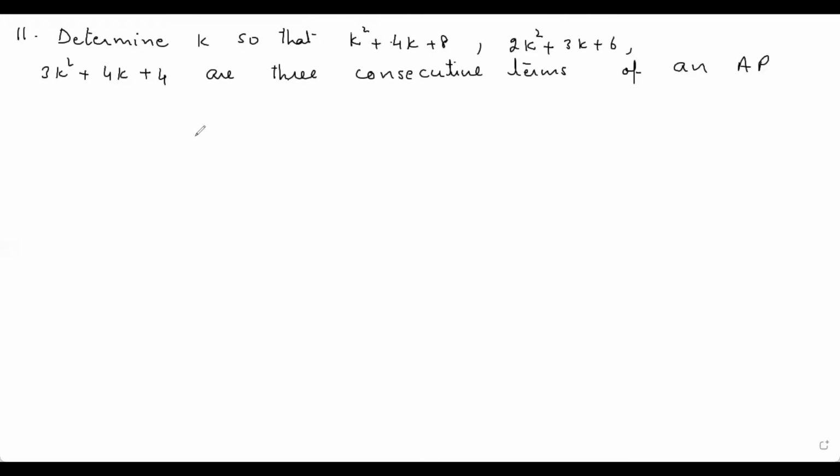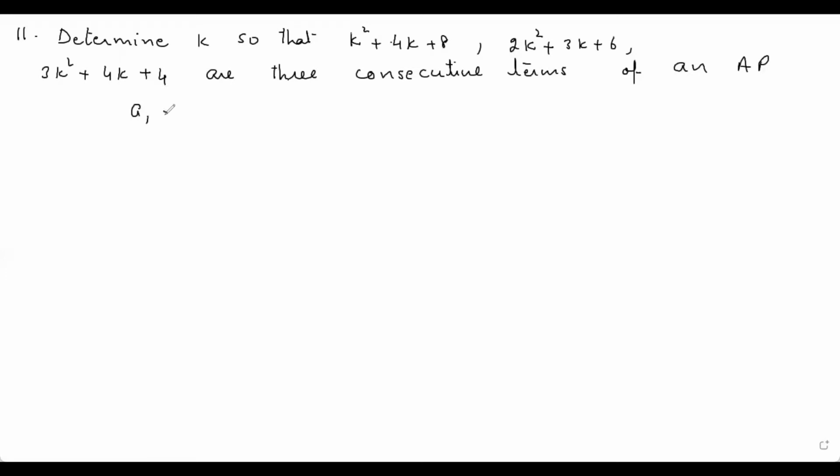Determine k so that k square plus 4k plus 8, 2k square plus 3k plus 6, 3k square plus 4k plus 4 are the 3 consecutive terms of an AP. If these 3 are the consecutive terms of an AP, then the common difference should be same.